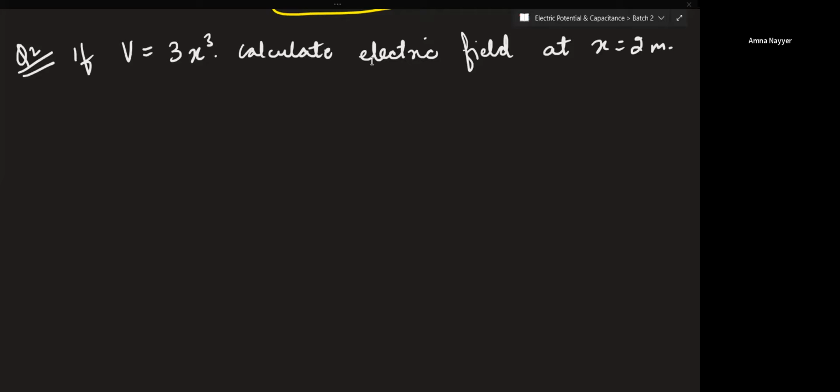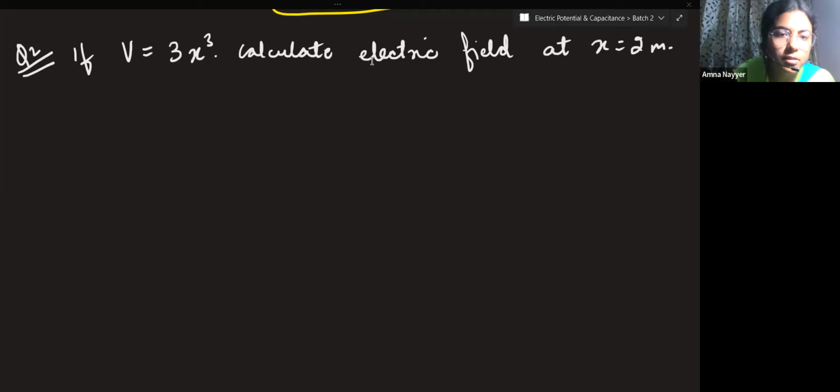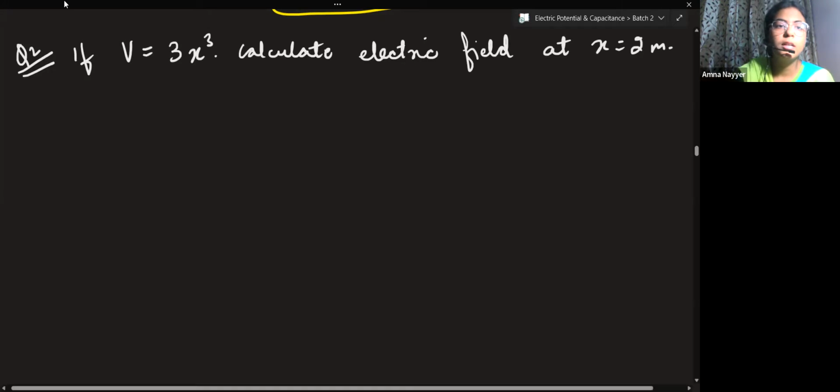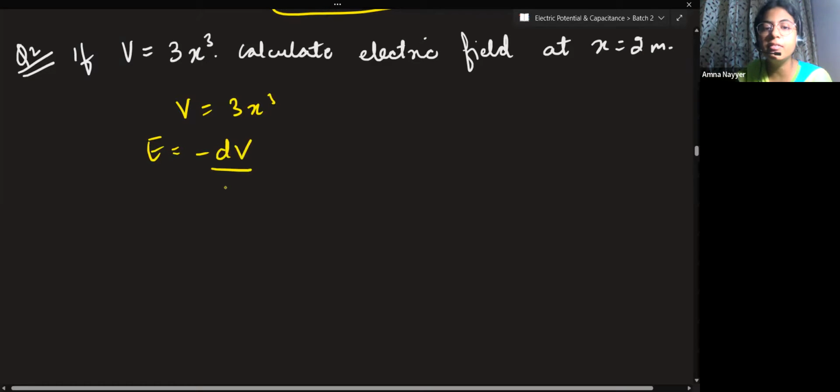So, all right, I think these answers are enough. Correct answers have been given by Akifa, Krishna, and Atif. Let's discuss it. See, rest of you, V is given to you. V is 3x cube. Electric field is minus dV by dx. You have to differentiate 3x cube with respect to dx.